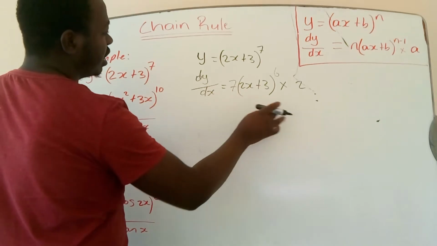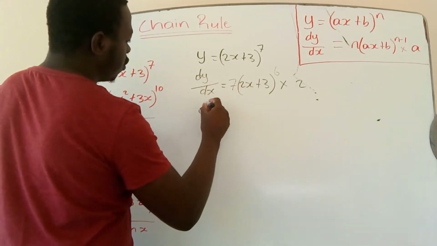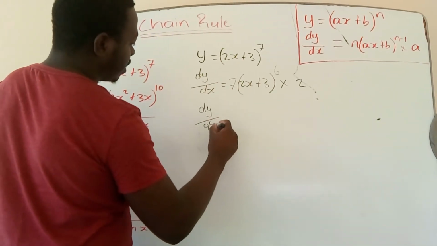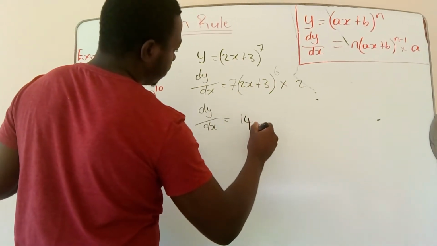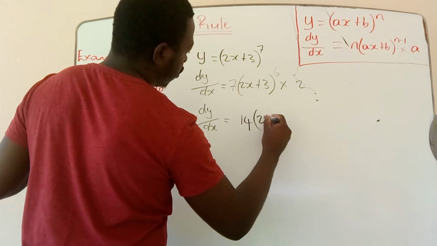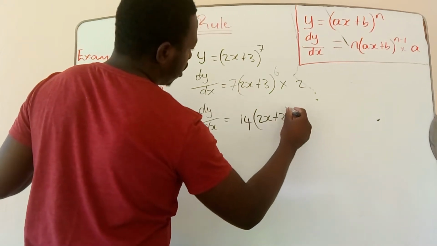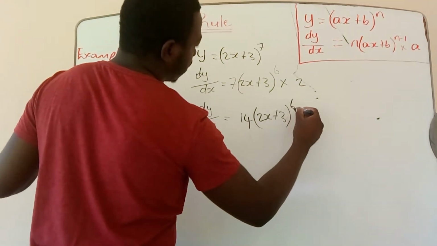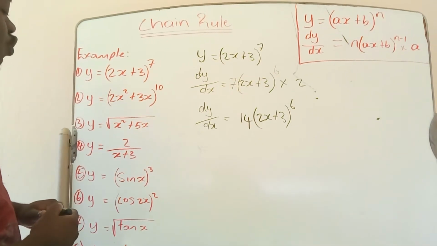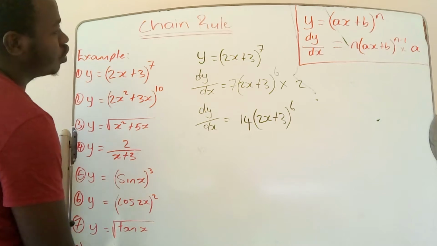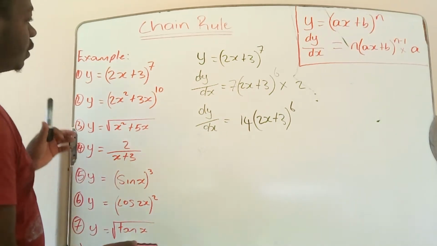You can simplify this to give a final answer of dy/dx equal to 7 times 2 is 14(2x + 3) all raised to the 6th power. And that's it. That is how you use the chain rule to differentiate a function.